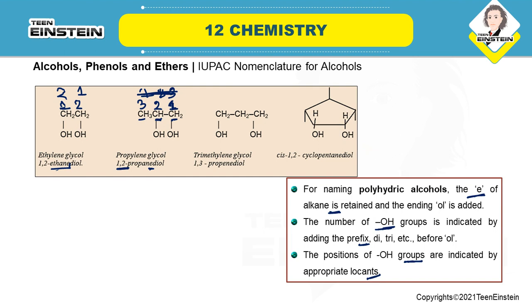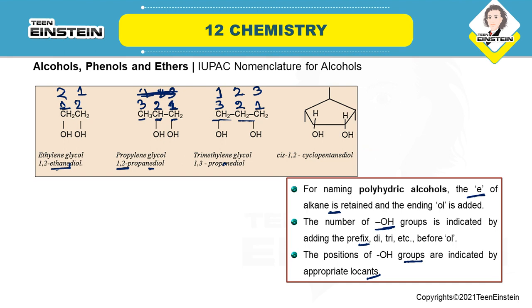Next, see this is also 3 carbons, but now the positions of OH are different, and whatever numbering you use, it will always be the same. That is, whether you start 1, 2, 3 from left to right or right to left, it will always be 1,3. 1,3-propanediol, it will be propane. Propanediol. Okay.